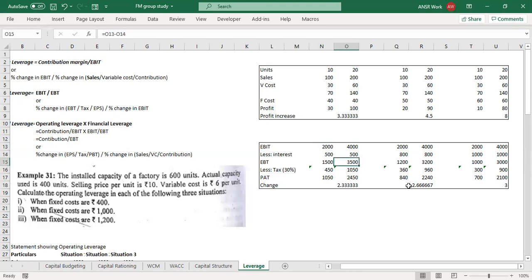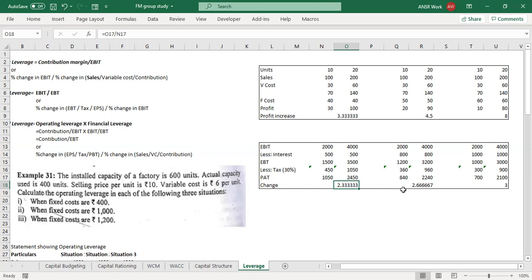Now our EBT becomes 3500. Our tax is 30% of that, which is 1050 now. Now our PAT, that is net income, becomes 2450. If we calculate the change that happened, and divide this by that, it comes to 2.33. 2.33 times the profit has basically increased when you doubled the EBIT. Now you move to another example where you have just increased the interest by 300 rupees.